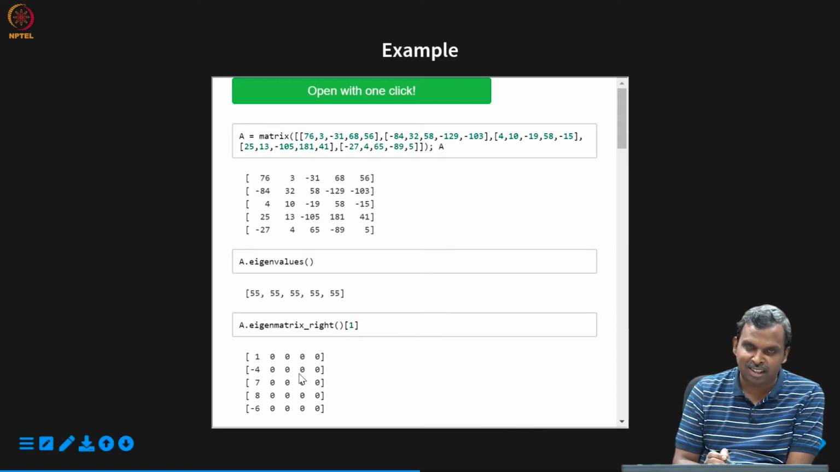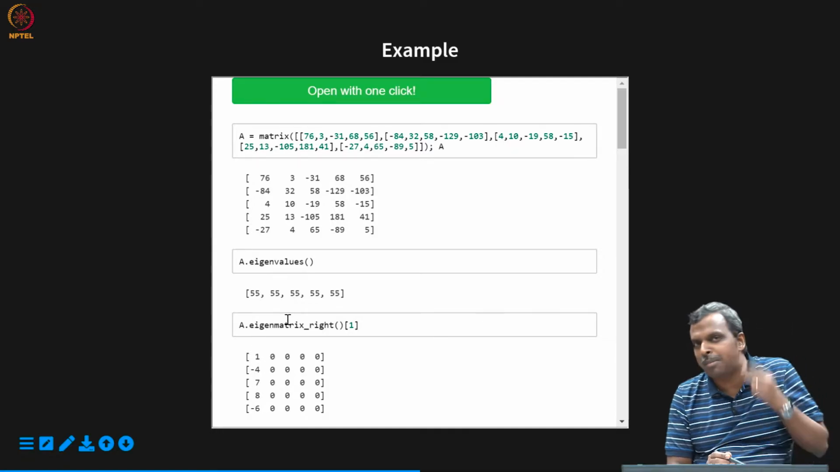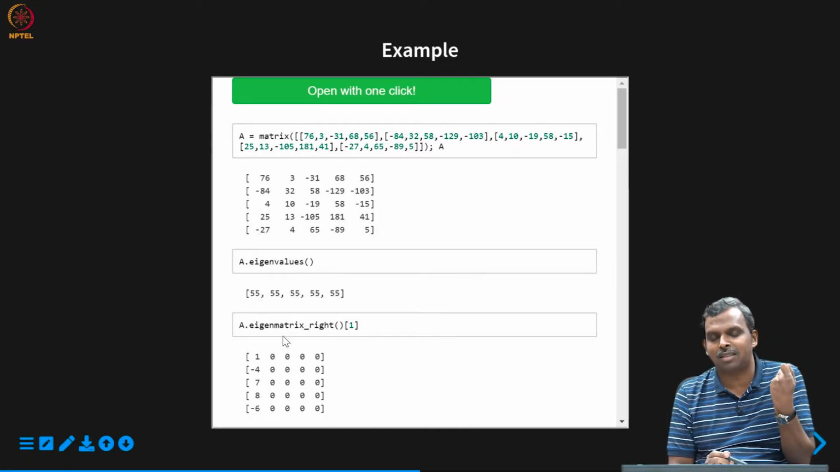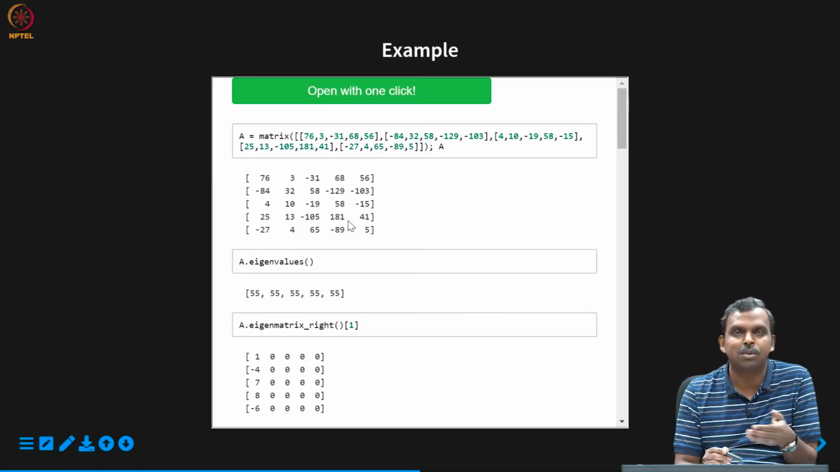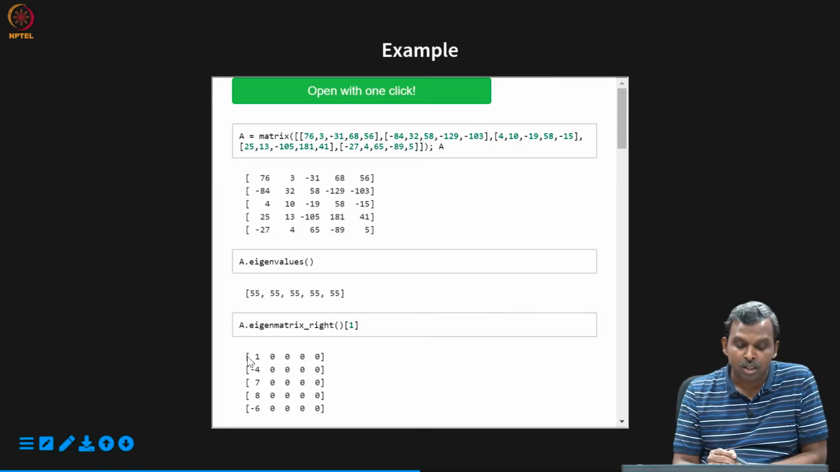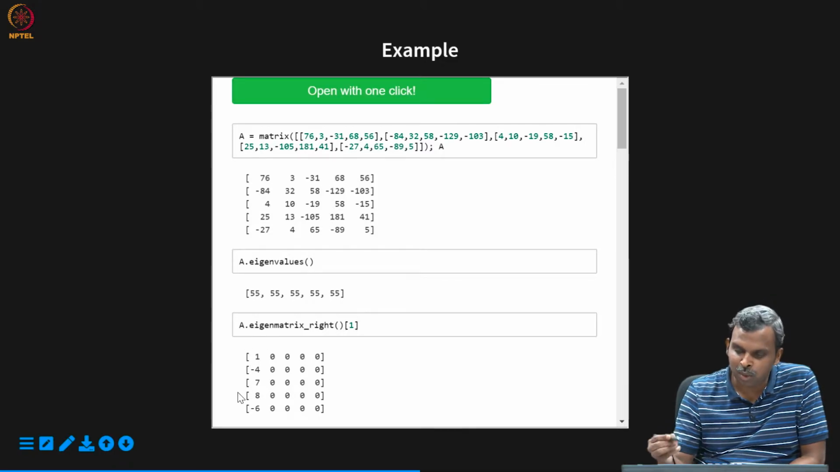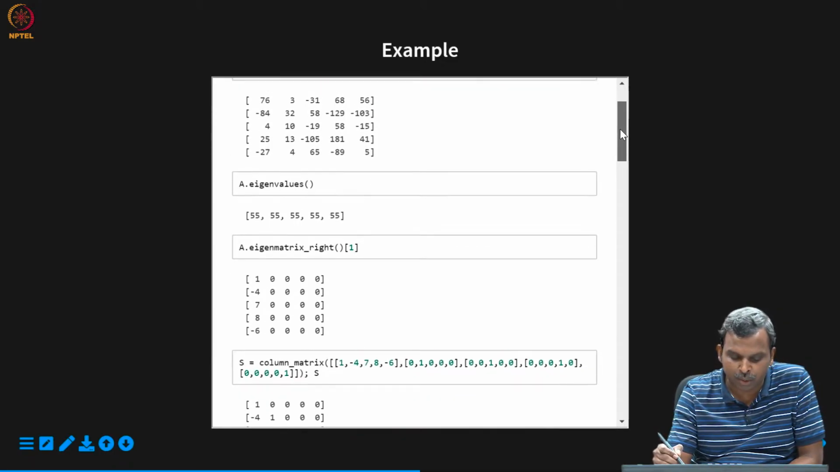Remember, 0 is not an eigenvector. So there's only one eigenvector, and it looks very simple: 1, minus 4, 7, 8, minus 6. But I know there will be one eigenvector for any matrix. These are complex numbers, so I know eventually I can go to complex numbers. So I will have one eigenvector. That is guaranteed.